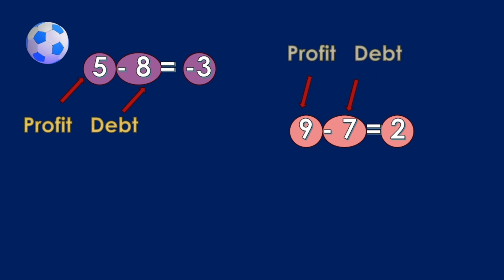Another example, 9 minus 7 equals 2. 9 is our profit, -7 is our debt. So if we pay 7 to the debt, we will have 2 as profit. Let's imagine that you had 9 lemons. You had to pay off your debt with 7 lemons. How many lemons do you have left? 2 lemons.